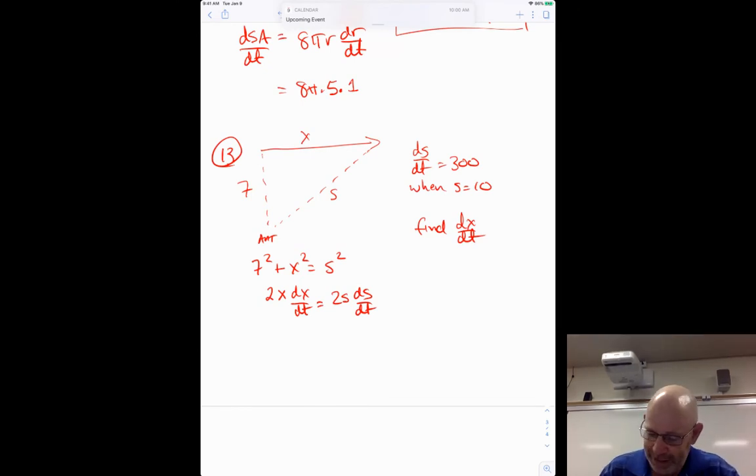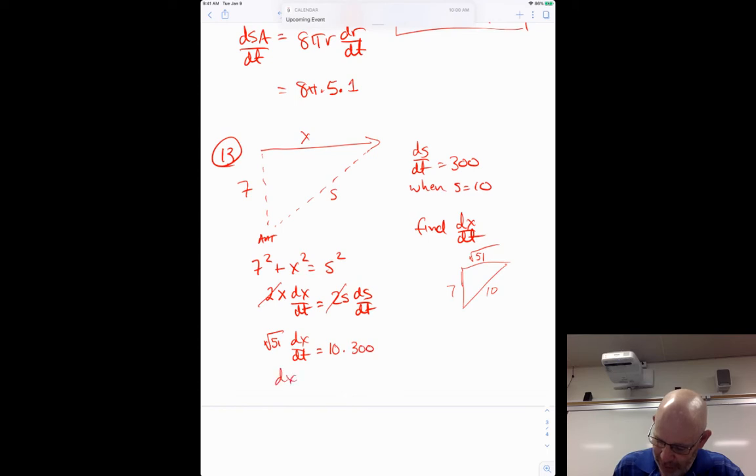So when s is 10, we need to do a little math here. So notice, here's my little right triangle. This is 7, that's 10. So this would be the square root of 100 minus 49, which would be the square root of 51 for x. I'm going to cancel those 2's if that's all right with everyone. x is root 51 times dx/dt, which is what I'm looking for, equals s, which is 10, times ds/dt, which is 300. Do a little math here.